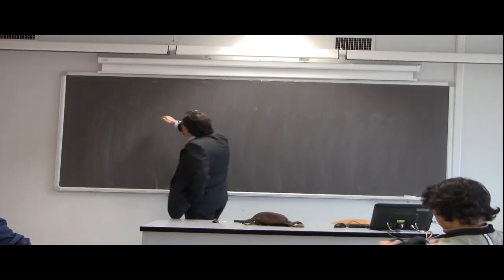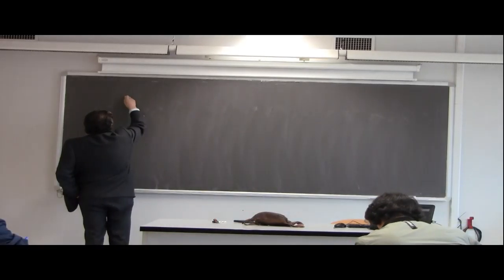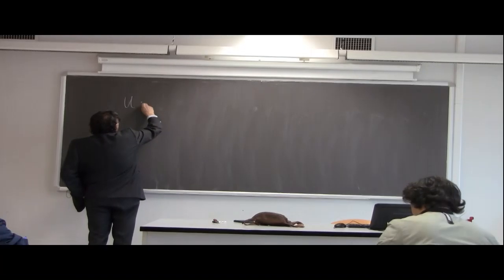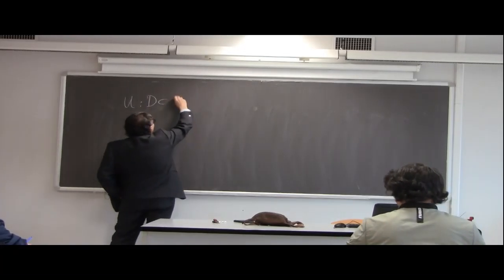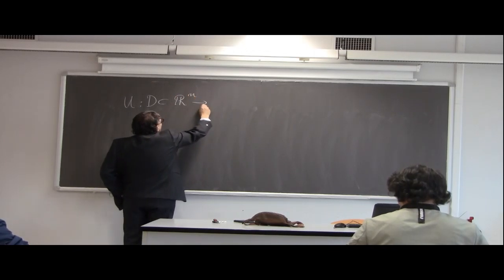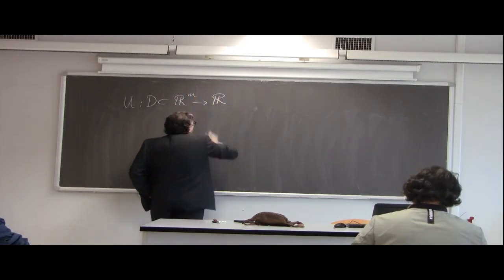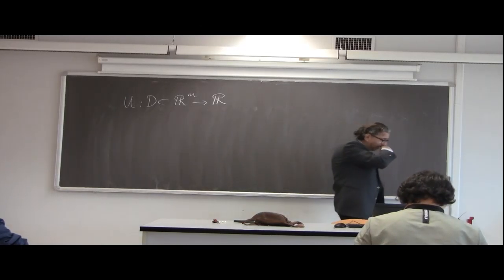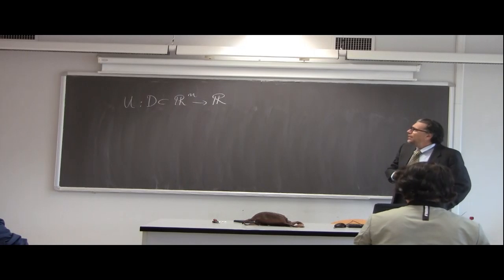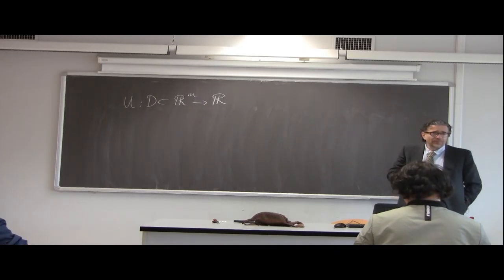Okay, so what we have? We have a function u. It is defined in a subset D of Rn. It has values in R. Okay, and we want to find maxima and minima of u in D.